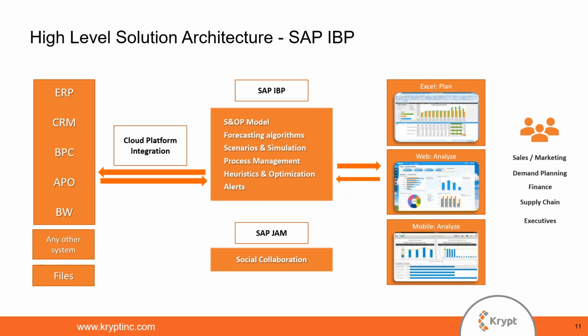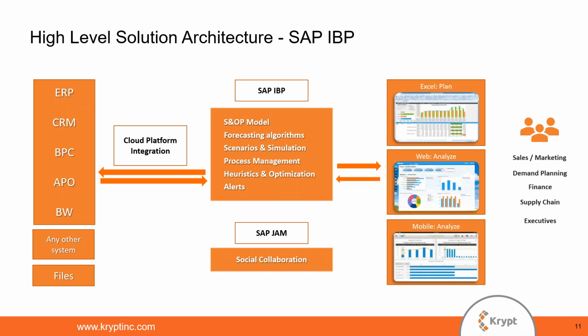This is a high-level architecture where any third-party tool, for example, SAP APO, CRM, BPC, Ariba, any flat file, or any tool can be connected to SAP IBP via cloud platform integration. This cloud platform integration was earlier called HANA Cloud Integration. Any form of data can be extracted to use it for planning purposes.